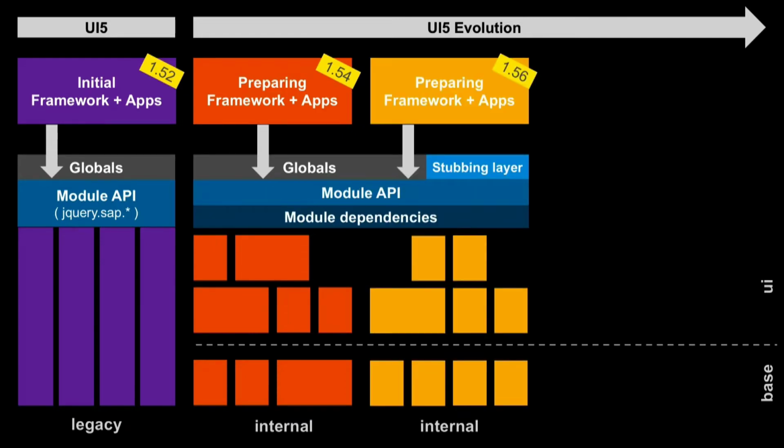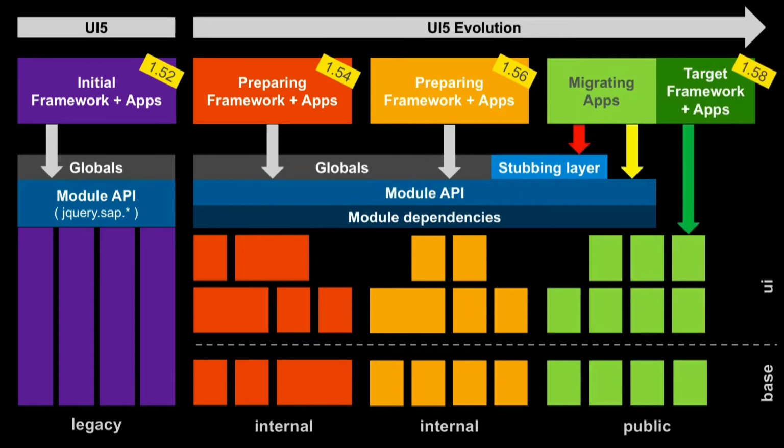That still holds for 156, where they are still internal, but they have been improved over time. But what we did with 156 is also that we introduced a stubbing layer that takes care of potential global usage or usage of globals by having lazy stubs that cover this legacy API. But that wasn't shipped with 156 either. So it's becoming increasingly exciting when to get there, right?